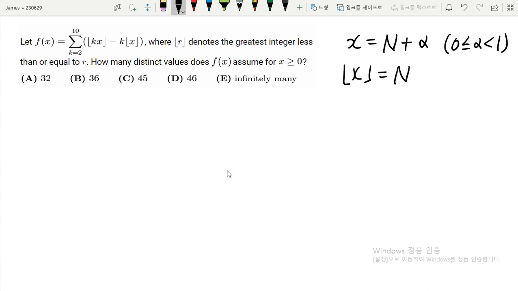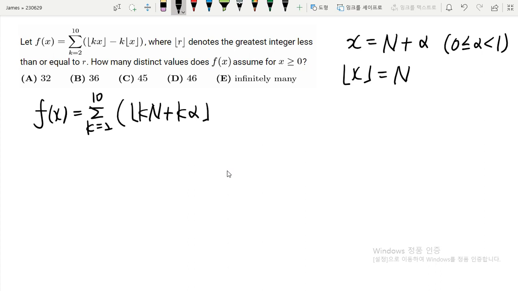So if we change x to these symbols, f of x is the first floor function. When we multiply k to x, and then for the second floor function, k times the floor of x is n, so the second term is k times n.